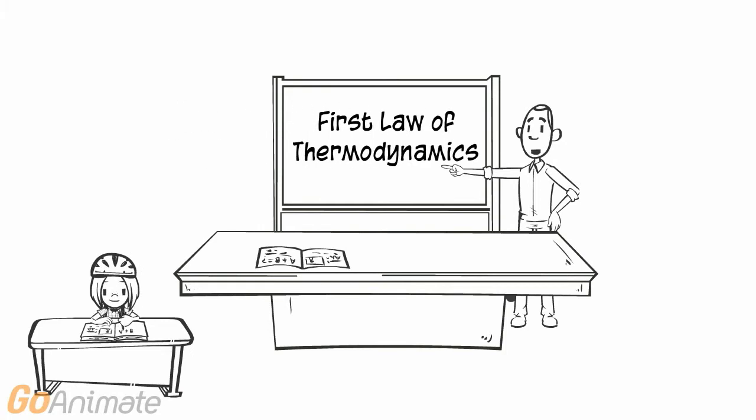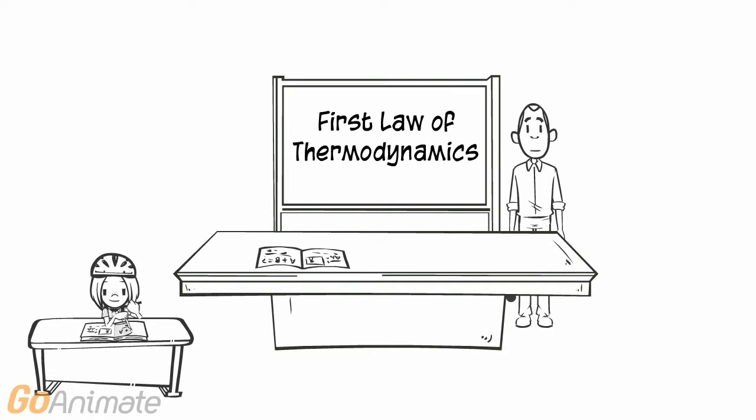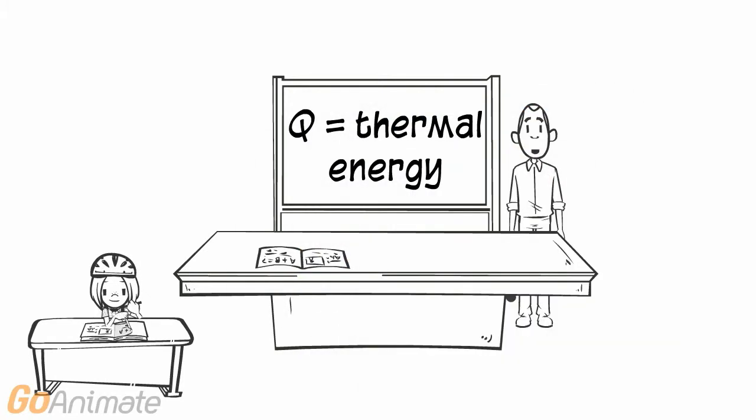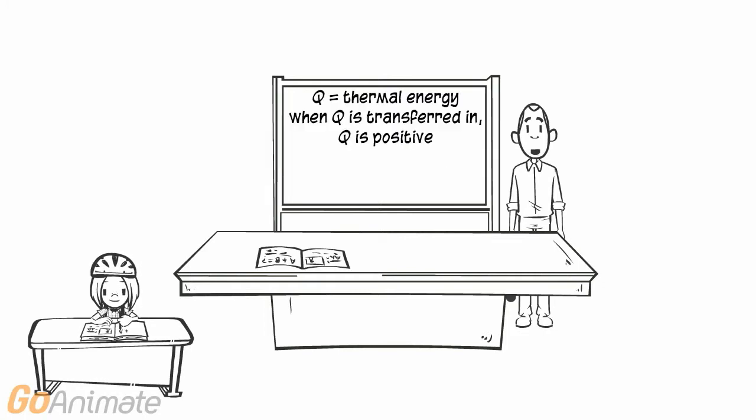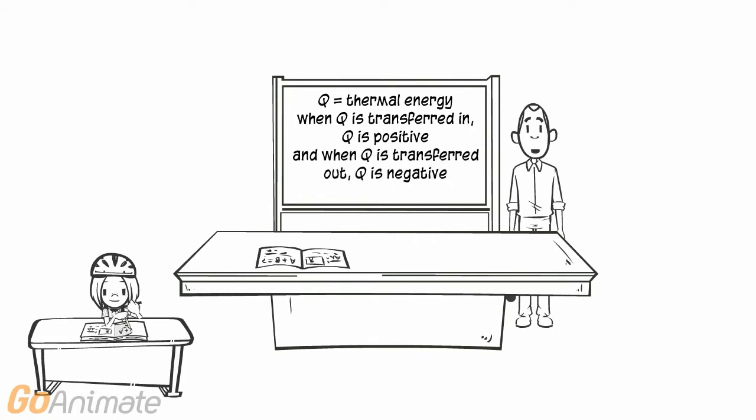Today's topic is the first law of thermodynamics. The first law explains how the state of a system is changed when thermal energy is transferred into or out of the system. Remember that our symbol for thermal energy transferred is the letter Q. When thermal energy is transferred into the system, it has a positive value. When thermal energy is transferred out of the system, it has a negative value.